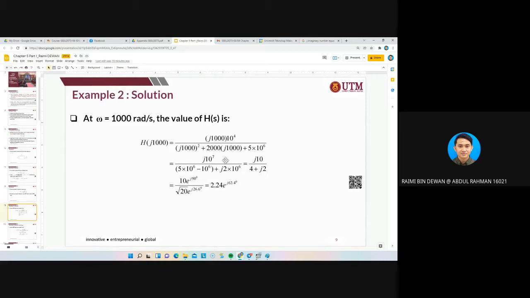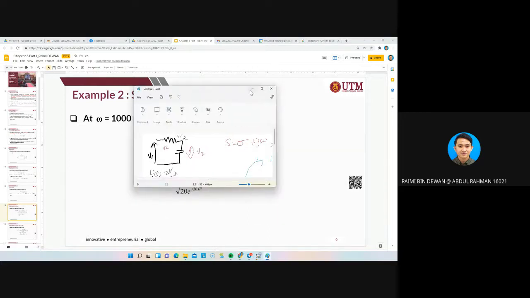And then you can see here, this one is j 2000 to the power of 6 and this one is 5 times 10 to the power of 6, which is this part, minus 10 to the power of 6. Okay. Here, where does the minus come from? The minus comes from the imaginary numbers, okay? Which is this, just now.